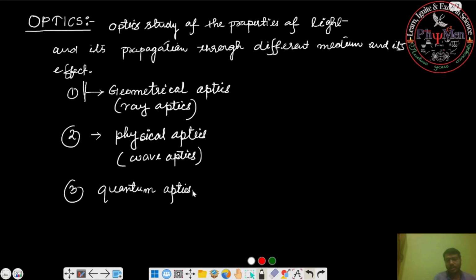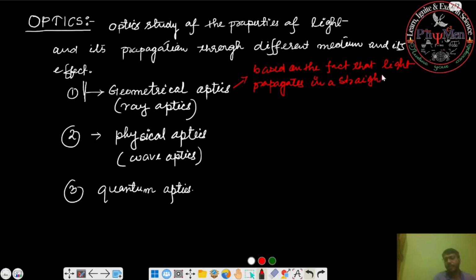So let's define all this. Geometrical optics is based on the fact that light propagates in a straight line when it passes through a uniform medium.